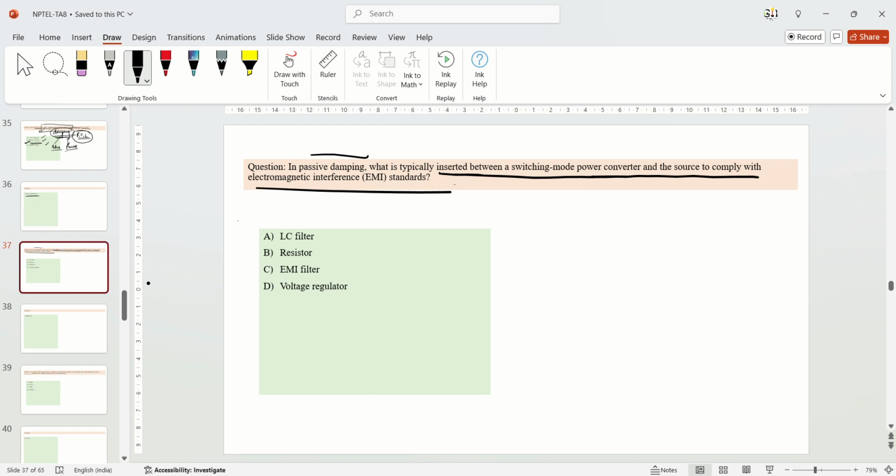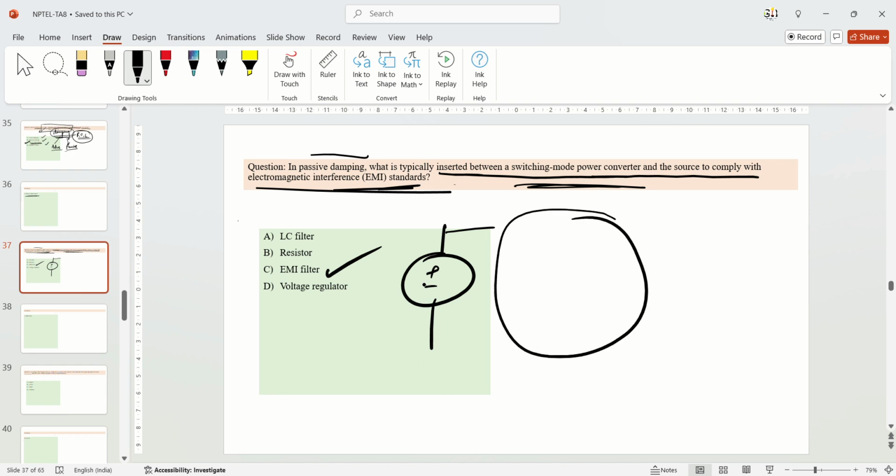Okay, let me explain this. You see, also the EMI in standard, you can guess it, there is the EMI filter only. So in the passive damping, the EMI filter is actually inserted between the switching mode power converters and the source. That is the input side, that is ZS. This is the ZS, and this is the EMI filter which is being inserted to comply as a switching mode power supply.